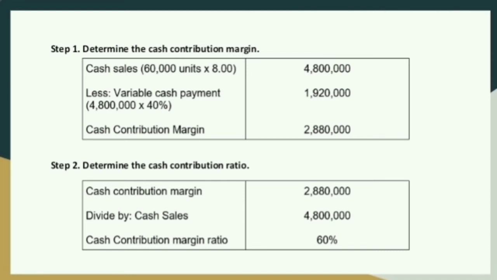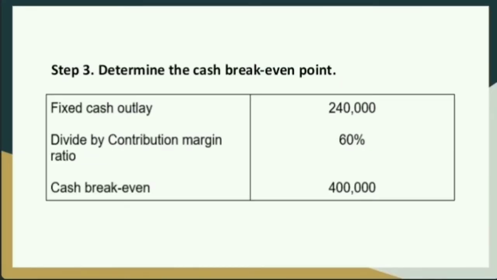Step 2, determine the cash contribution ratio. So, cash contribution margin, which is 2,880,000, divided by cash sales, which is 4,800,000. So, ang mugawas ana is 0.6 or equivalent to 60%. Step 3, determine the cash break-even point. So, fixed cash outlay 240,000 given na siya, divided by contribution margin ratio 60%. So, ang cash break-even is 400,000.